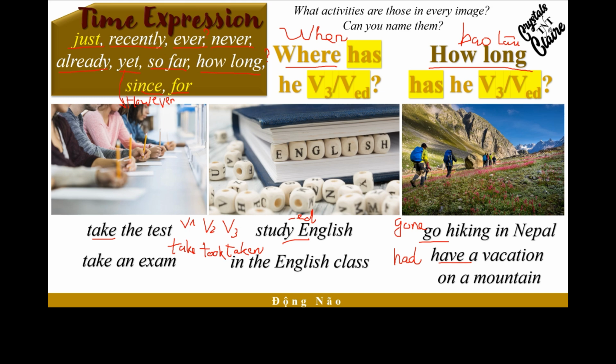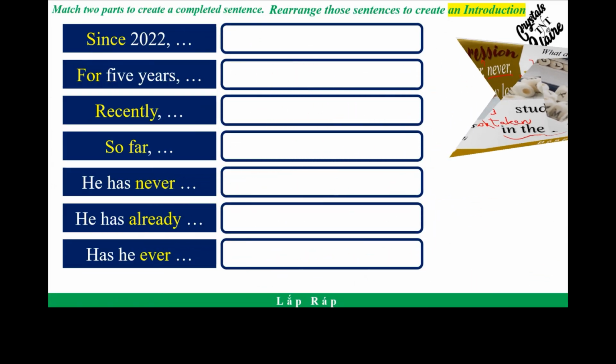Where has he taken an exam? He has taken an exam in the examination class. The examination class. Okay, yes, like this. Apply similarly with those words. Okay, the other words. This one also.